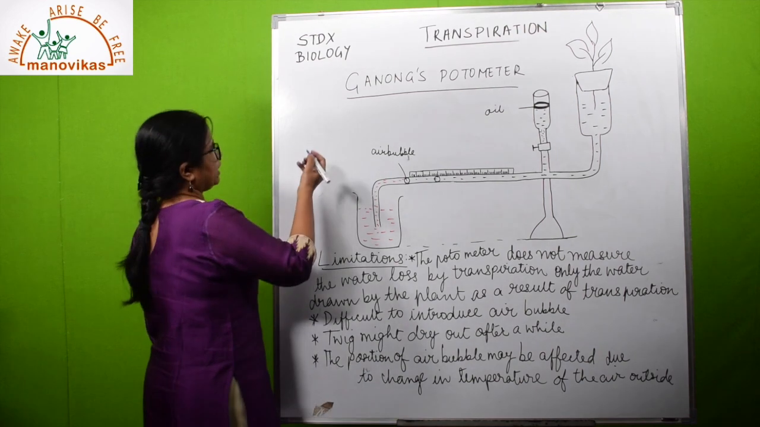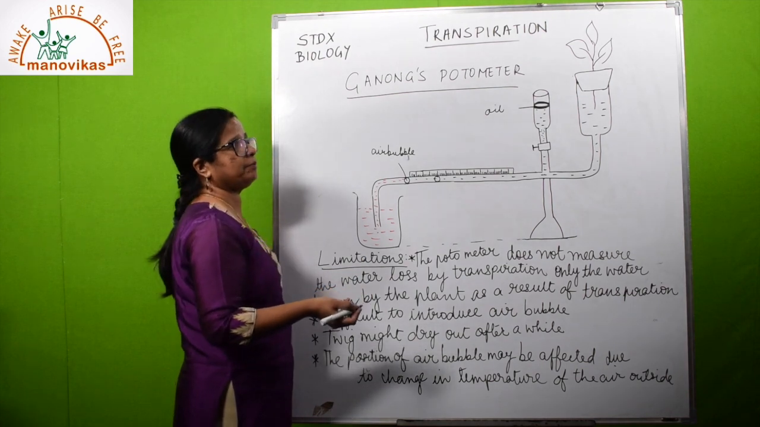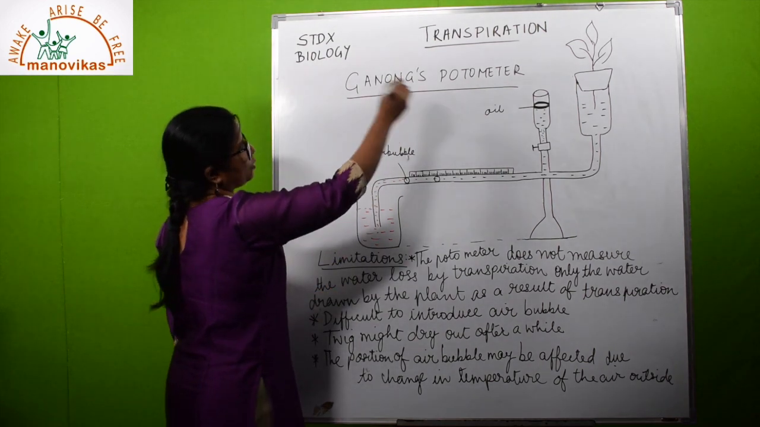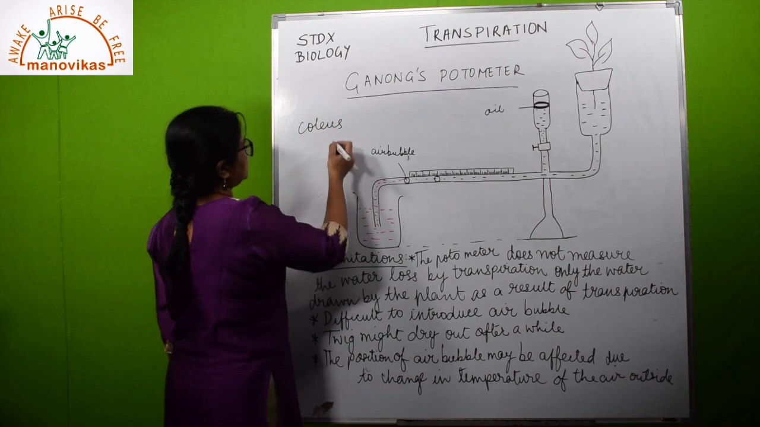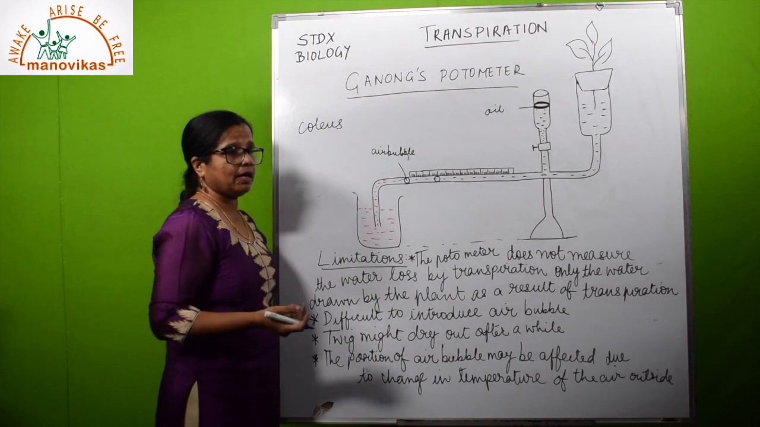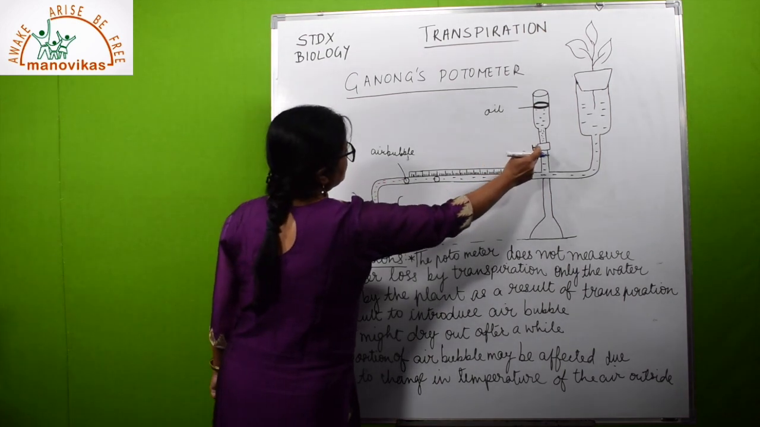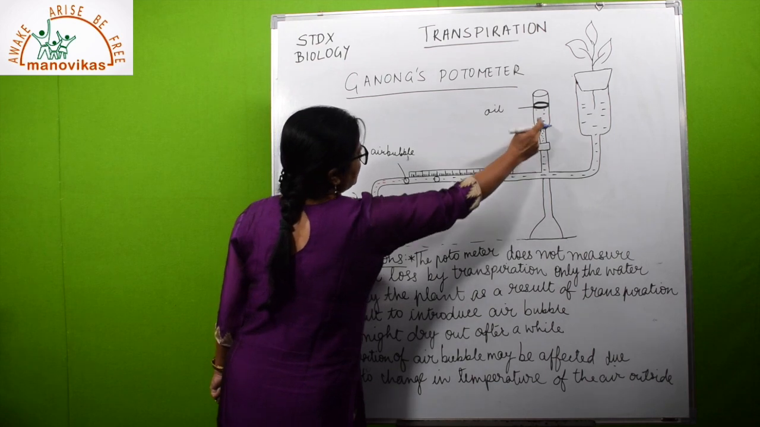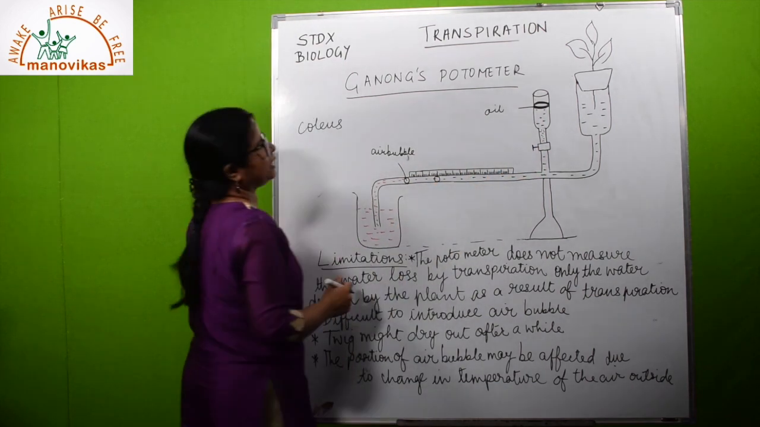Now one question can be asked: give an example of a plant that can be used in Ganong's potometer. You can just say Coleus. Remember 2-3 names, Coleus. Another question can be asked, how do you restart the experiment? If you open the stopcock here, again the air bubble will come back and the experiment will restart.